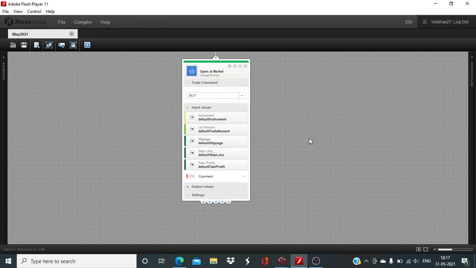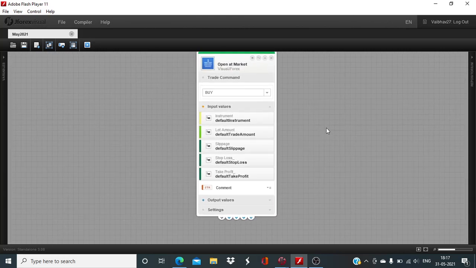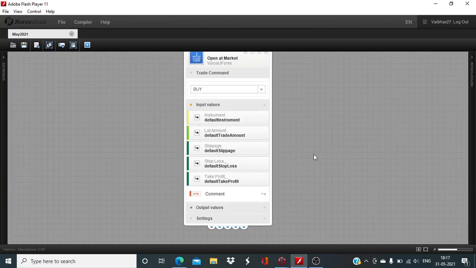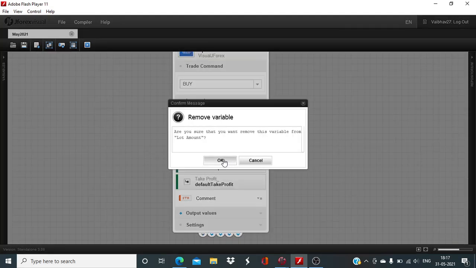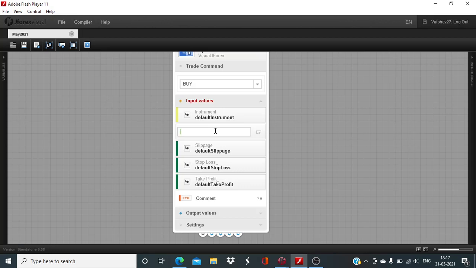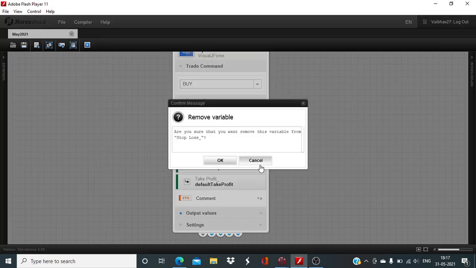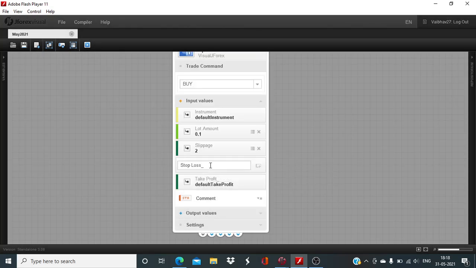Now coming to the input parameters for this open market block. Default instrument will remain as it is. Euro USD trade amount I will change to 0.1 million. Slippage will be 2 pips. And stop loss and take profit, since we are working on the hourly time horizon, I think a combination of 15 pips and 30 pips should be good enough.